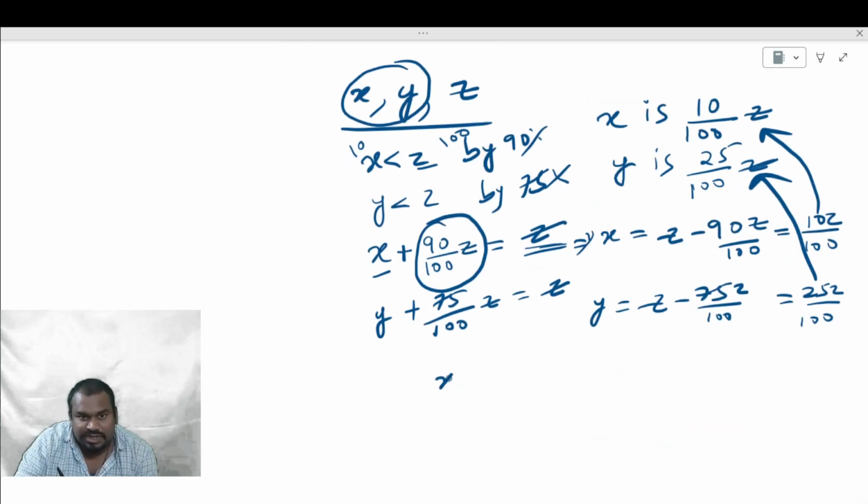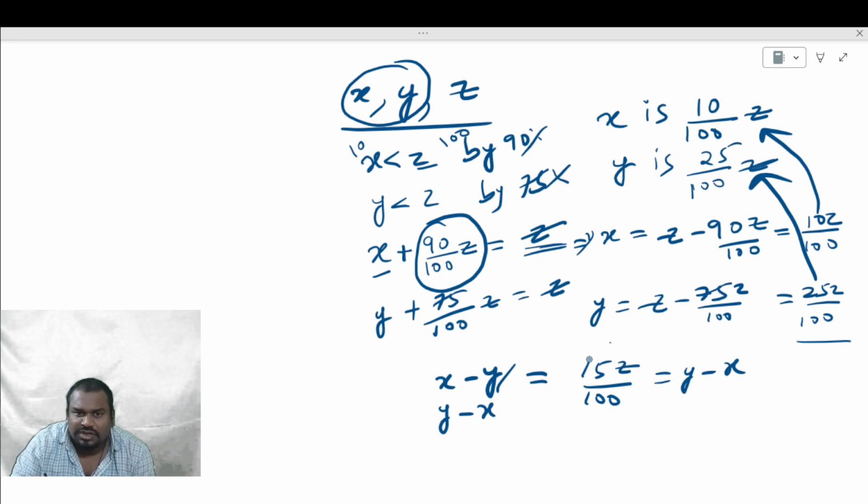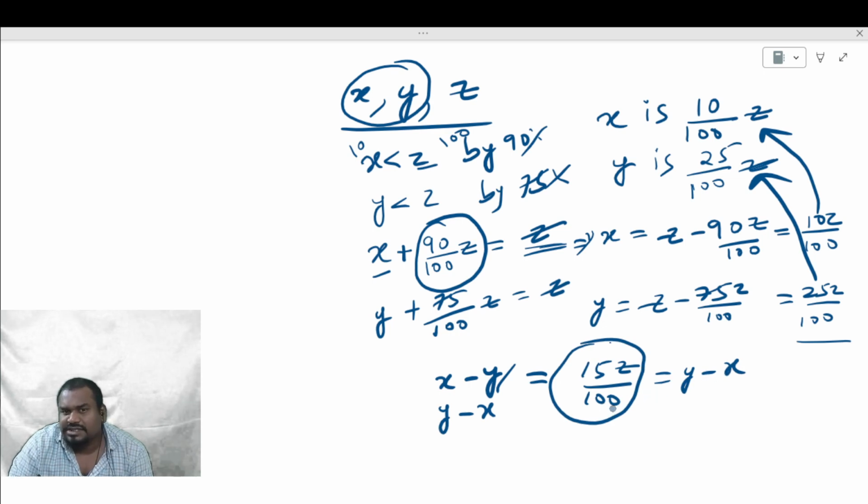So X minus Y, or Y minus X, whichever is bigger. So here the bigger one is Y. So 25Z by 100 minus 10Z by 100 is nothing but 15Z by 100. So this is nothing but Y minus X. You got it, so the Y minus X value you got as 15Z by 100.